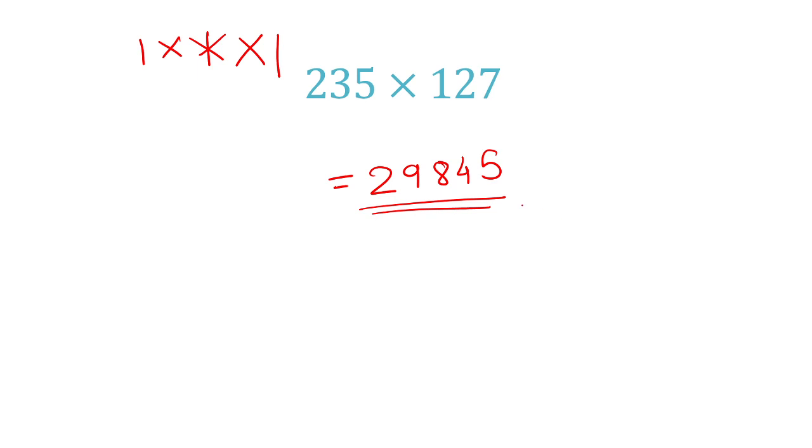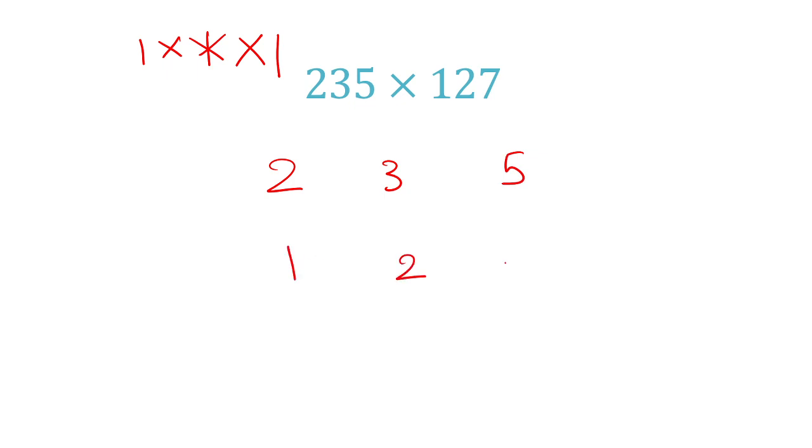As I can see, there is one student asking to explain it again. Let's see one more time how we get the answer of multiplication. So it is 235 and 127. I want to multiply these two numbers. So let us just start multiplication.